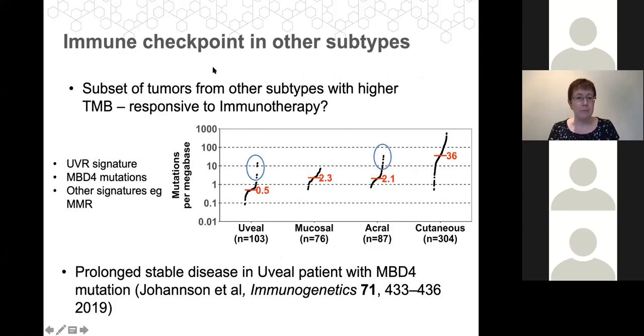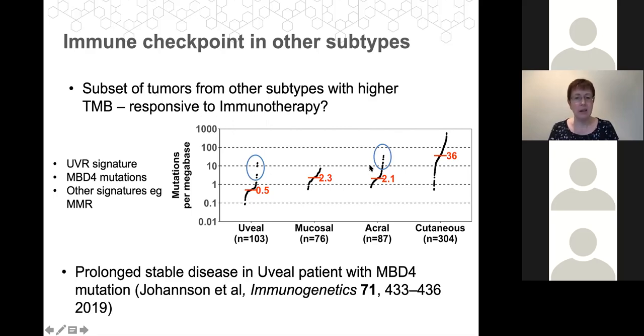So immune checkpoint blockade in other subtypes has not been as well studied. And from this data, we showed that in the other subtypes, there are subsets which have higher tumour burden. And so could these tumours be potentially responsive to immunotherapy?